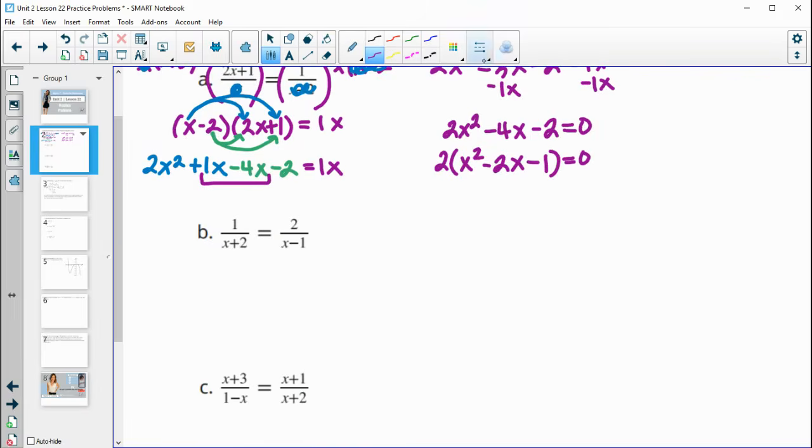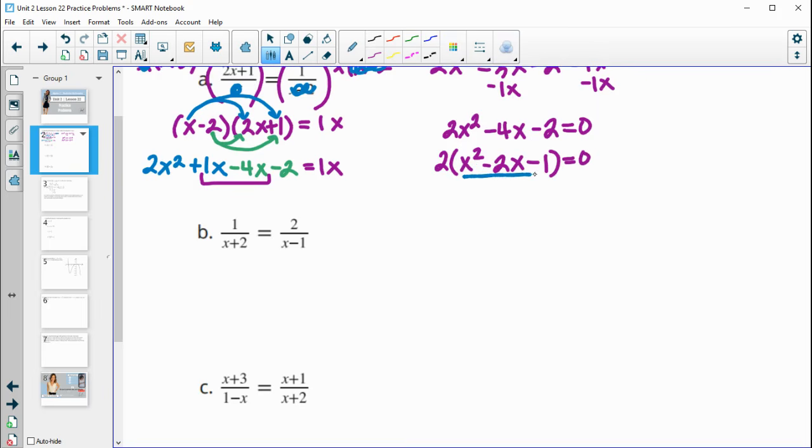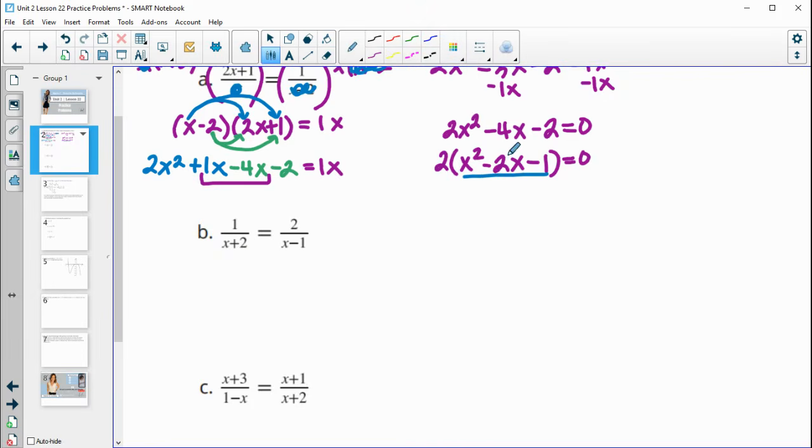So now within this parentheses, we'll be able to look and see if this polynomial factors. And so we would need the factors of negative 1 that add to negative 2. Well, the factors of negative 1 are just 1 and negative 1. And those add to 0, not negative 2. So that means that this polynomial is not factorable. So in order to solve this, we're going to need to use the quadratic formula.